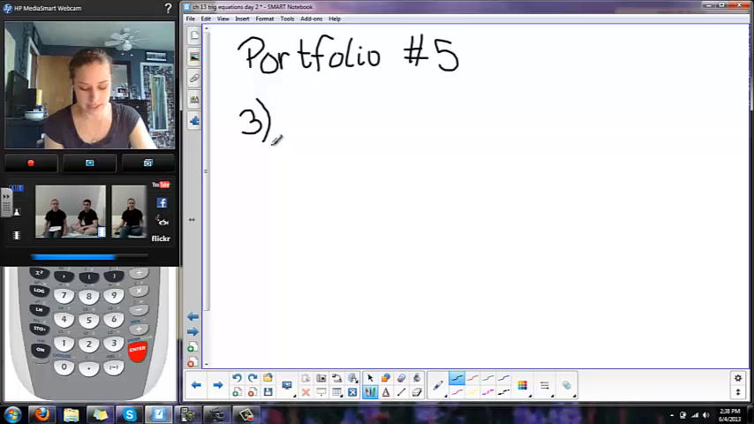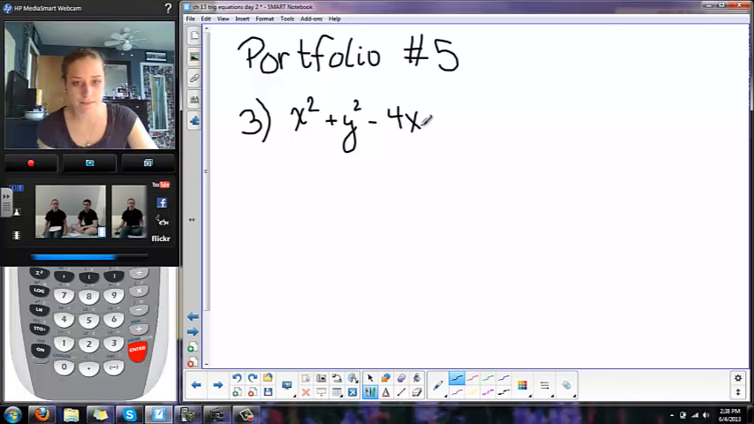Determine the coordinates of the center and radius of the circle whose equation is given. And then this is the equation that you're given. x squared plus y squared minus 4x plus 14y plus 28 is equal to 0.